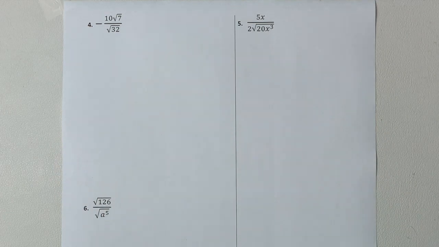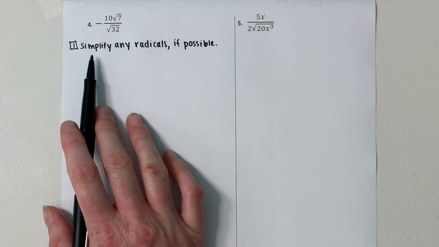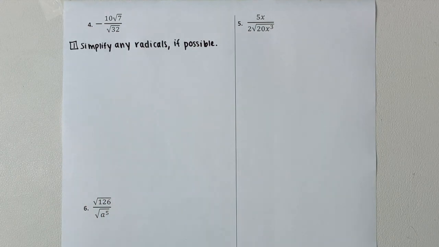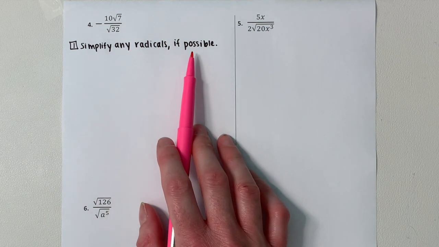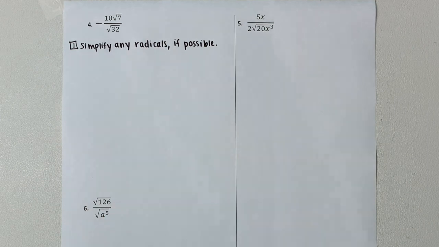Now we're going to follow the same 3 steps for each of these problems. For step 1, we're going to simplify any radicals if possible. Now, a common question often comes up. Do we actually have to do step 1? Do we have to simplify the radicals in the beginning?